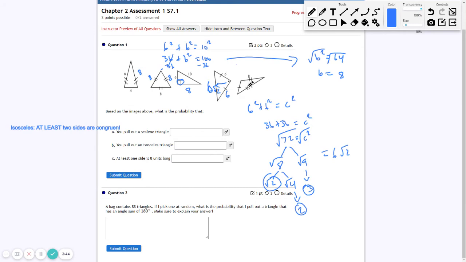The last triangle, we only know that this is 8. We don't know what this is, and we don't know what this is. So that's fine. We can just leave this as is. Okay. Actually, let me just clarify this one now.